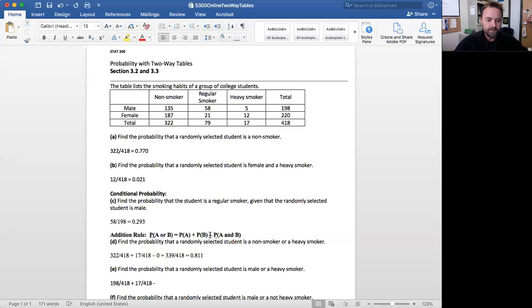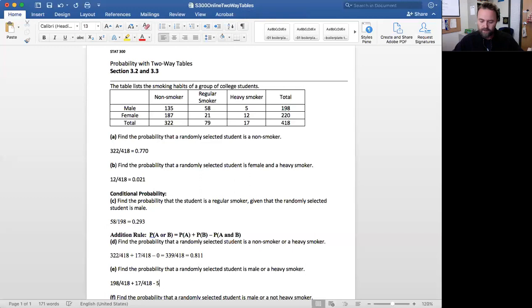Next part is this minus piece, right? So I have to ask myself, are there any students that are both male and heavy smokers? And there are on this one. You can be a male and a heavy smoker. Male, heavy smoker, 5 of them. What that means is on these two counts, you double counted, because the male students that are heavy smokers, you counted them in both of these. So you have to subtract off to account for that.